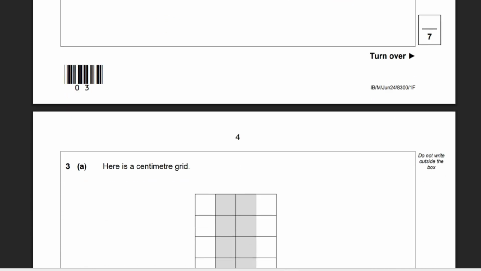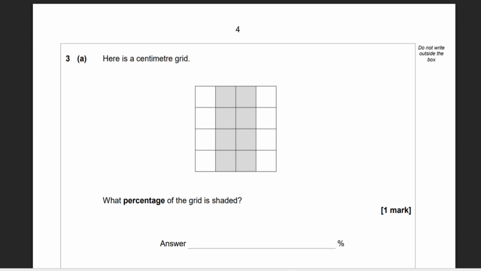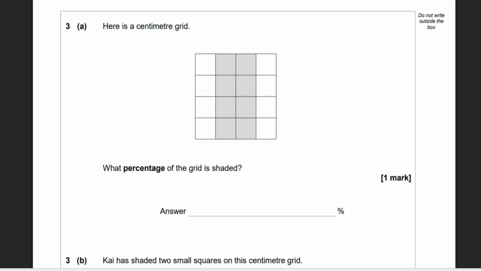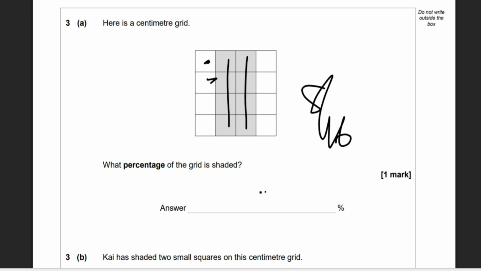So the next question, here is a centimeter grid. What percentage is shaded? So when you look at it, how many squares in all? 1, 2, 3, 4, 5, 6, 7, 8, 9, 10, 11, 12, 13, 14, 15, 16. 16 in all. How many are shaded? 1, 2, 3, 4, 5, 6, 7, 8. 8 out of 16 is shaded, and that is half. So it is 50%.